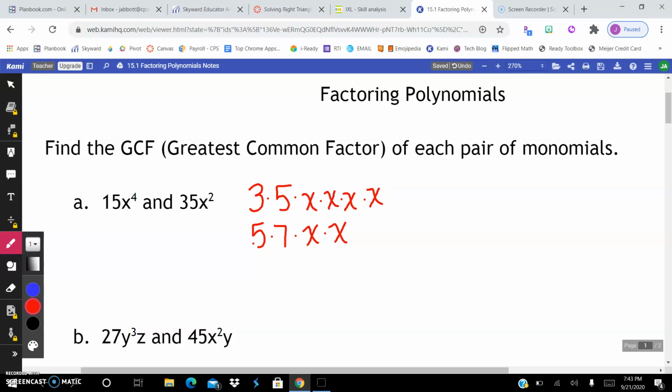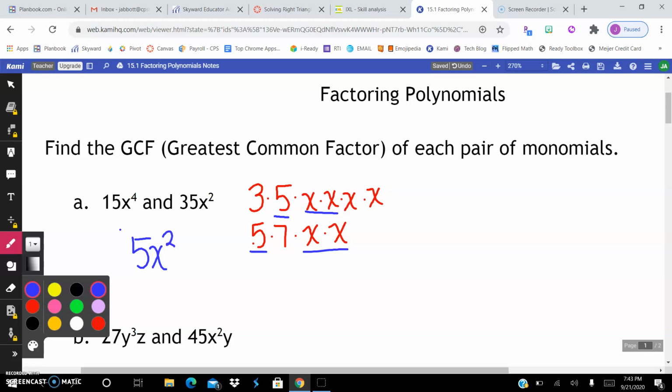So the greatest common factor would be, what do they have in common? They have a 5 in common, and they have 2 x's in common, so x squared. So the GCF of 15x to the fourth and 35x squared is 5x squared.